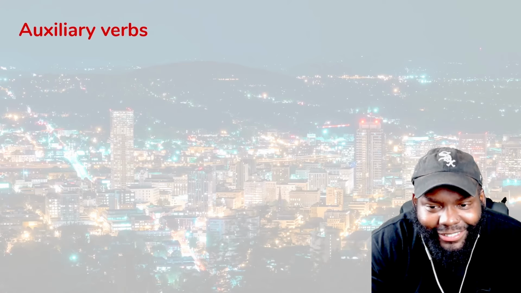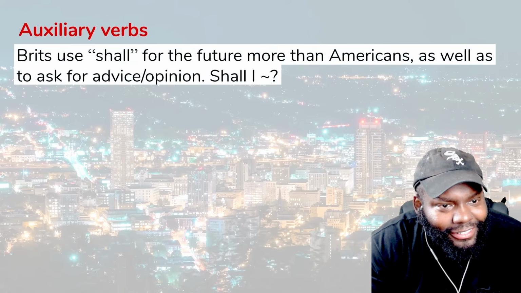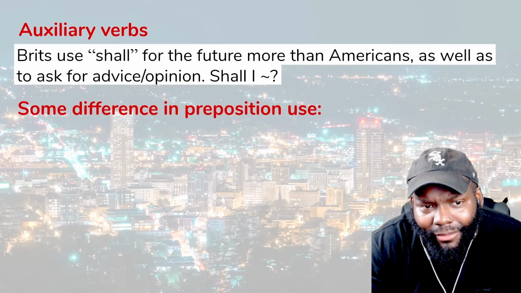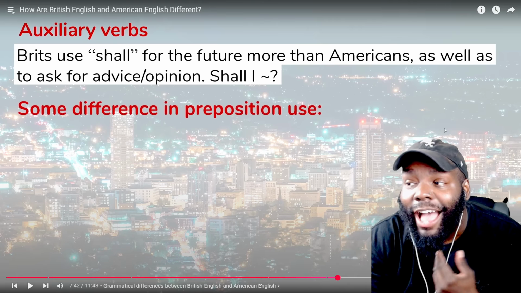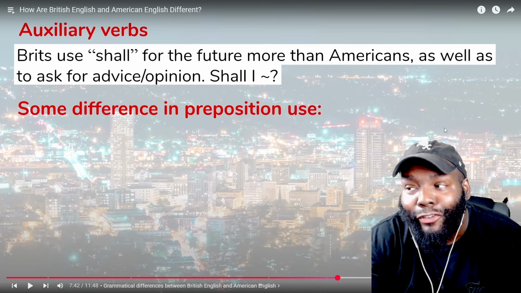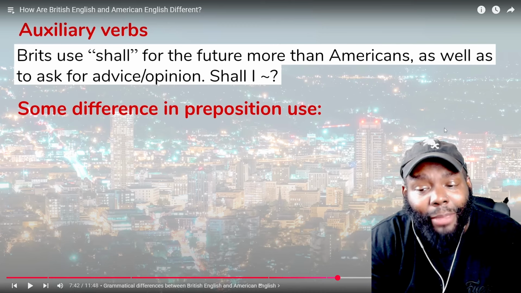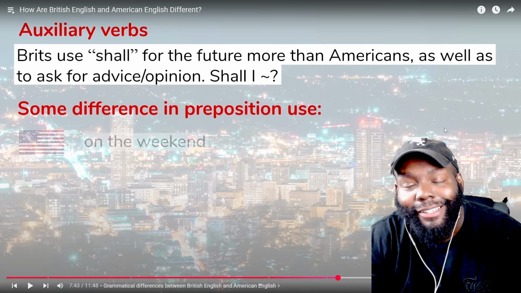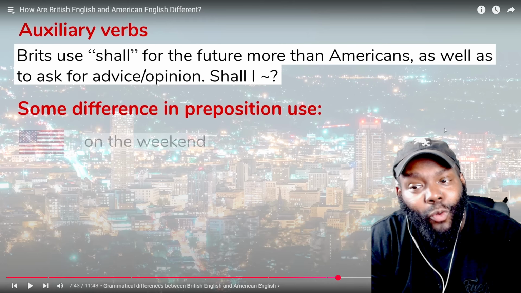Grammar. There are only very minor grammatical differences between British English and American English. Auxiliary verbs. British people use shall for the future much more than Americans, as well as to ask for advice or an opinion. Shall I make a cup of coffee? Shall I make you a cuppa? Some difference in preposition use.